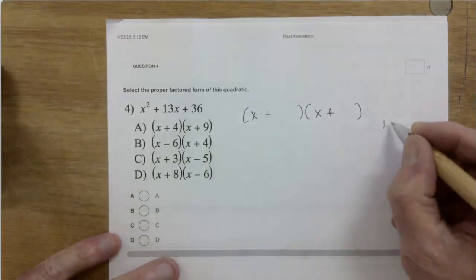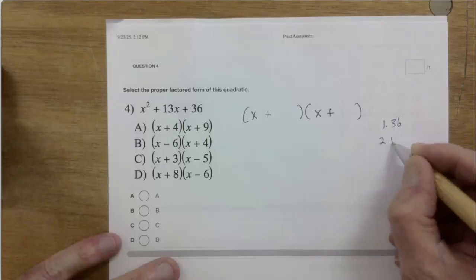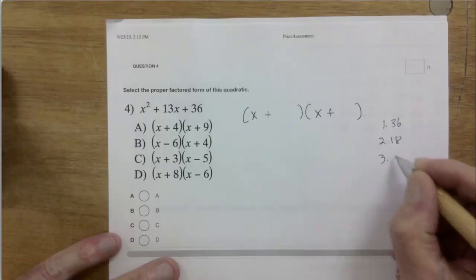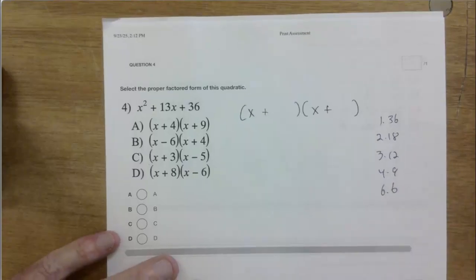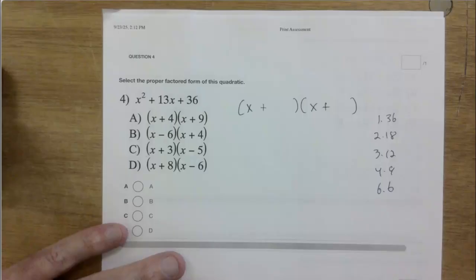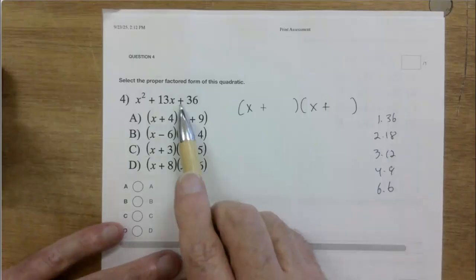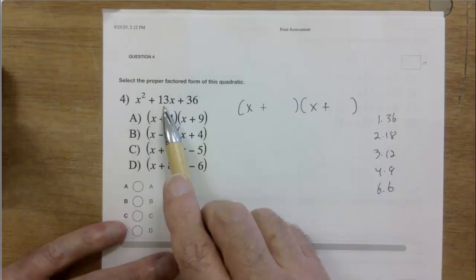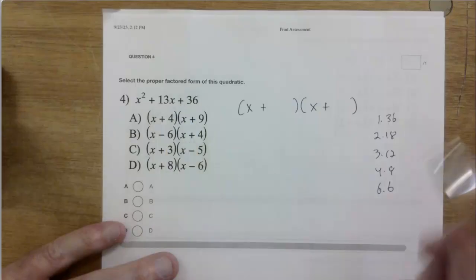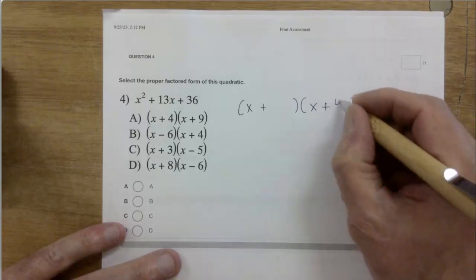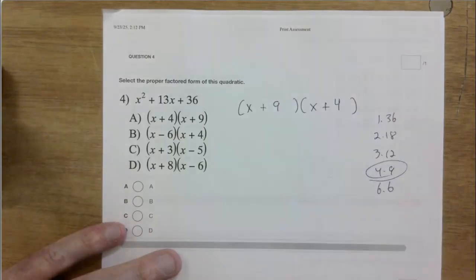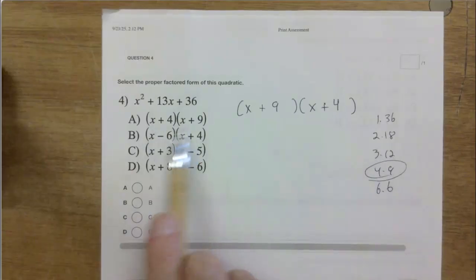36 can be 1 times 36, 2 times 18, 3 times 12, 4 times 9, 6 times 6. Okay, they're all 36. I'm looking for which of these pairs, when I add them together, I get 13. Well, that's right there. 4 plus 9 is 13. Again, as a habit, put the little one last. When the signs are the same, it doesn't matter. But just as a habit, put the least goes last, okay? Even if it's different here.